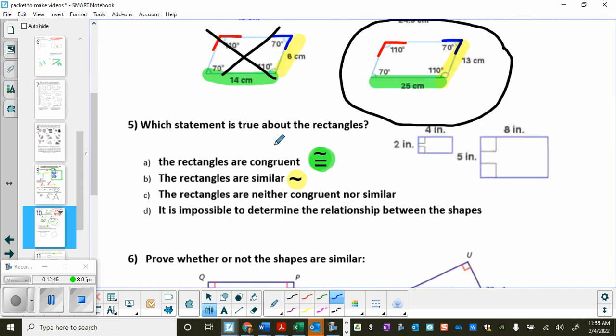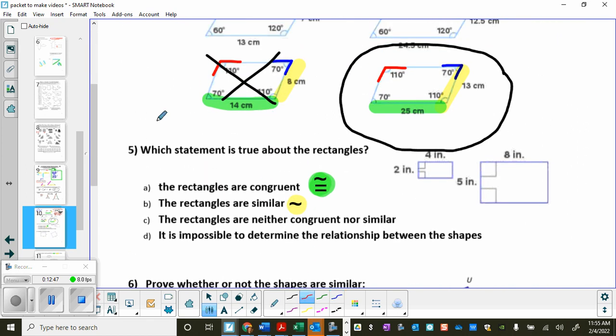All right, a couple more problems down here. For number 5, I just want to know which statement is true about the rectangles, okay? Now, friendly reminder that congruent means that they're equal. You're just talking about shapes. So I think we can agree these shapes are definitely not equal to each other, so definitely not going to pick the word congruent. Now, they could be similar. We just have to prove it, okay?